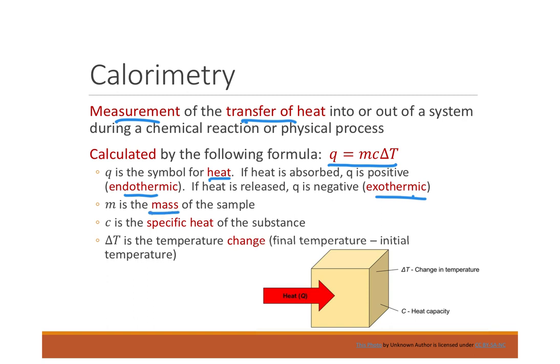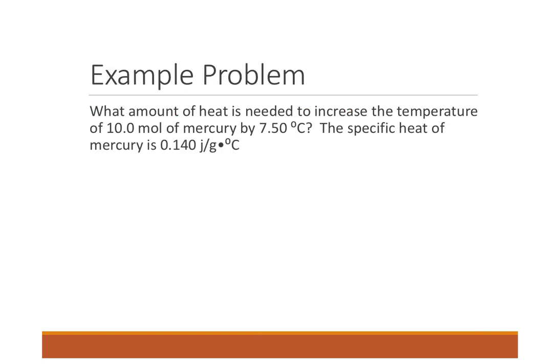M equals the mass of the substance. In our laboratory, typically we'd be working in grams, but you also can work in kilograms. And then C represents the specific heat of the substance. The little delta in front of the T means a change in. So the change in temperature would be calculated by taking the final temperature and subtracting from it our initial or starting temperature. So how do we use that?